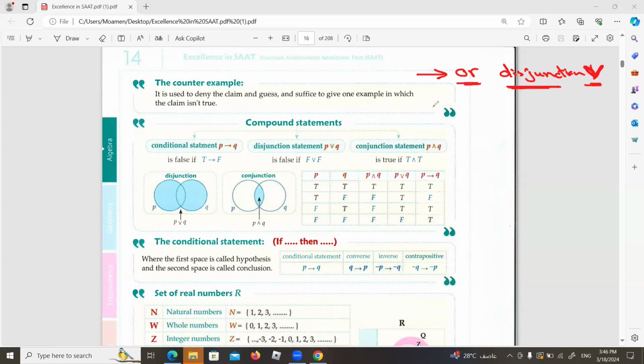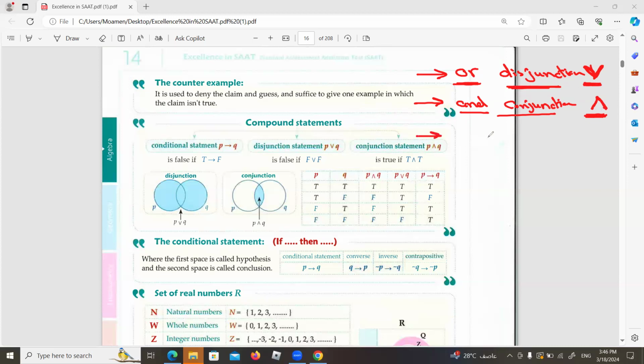And we have another sign which means and, and it's like 8 in Arabic. This is called conjunction. Conjunction means and, and it's like 8 in Arabic. Disjunction is or, and it's like 7 in Arabic. So these are two relations.